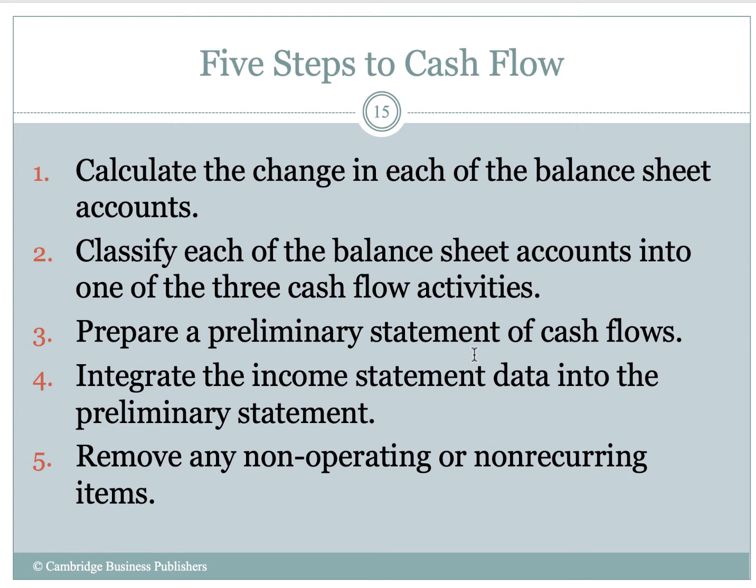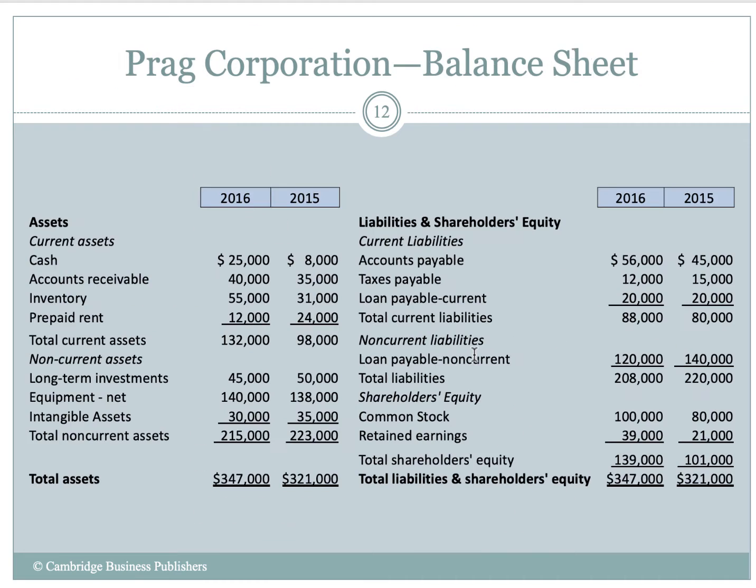Okay? So here's the 5 steps, right? This is very important. First thing we want to do is calculate the change in each of the balance sheet accounts, excluding cash. So what we want to do is say, okay, accounts receivable. Well, yeah, that went up $5,000. It was $35,000. Now it's $40,000.